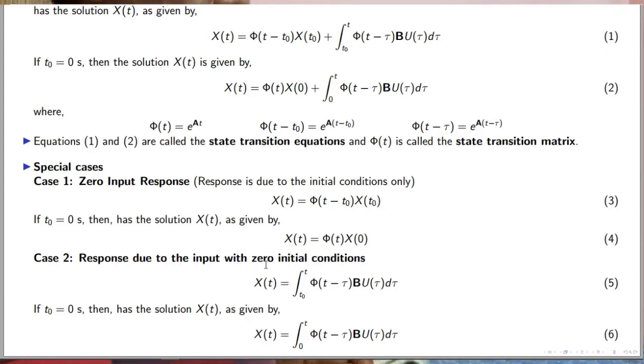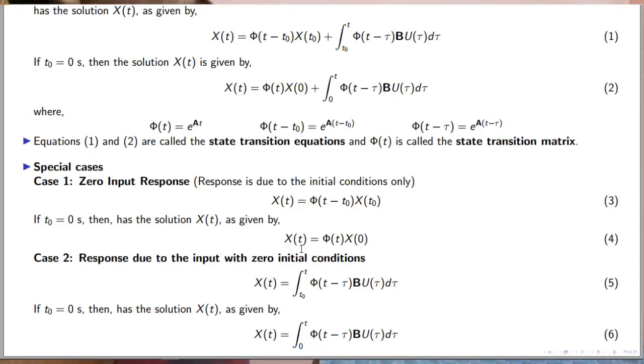The other case is the response due to the input with zero initial conditions. So here we assume that the initial conditions are 0, but there is an input u of t. In that case, the solution is given by these equations 5 and 6. If we have both of this, the initial conditions of the state variables and also the input, then the total response is given by the equation 1 or 2.